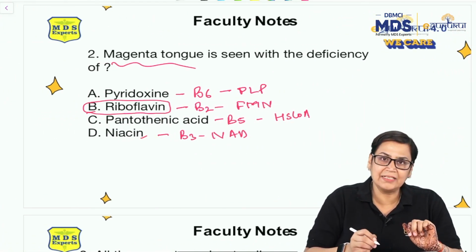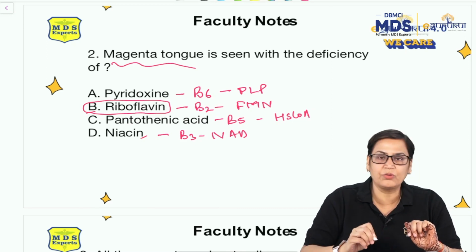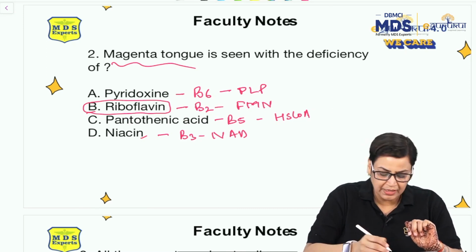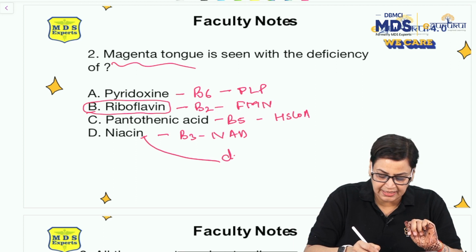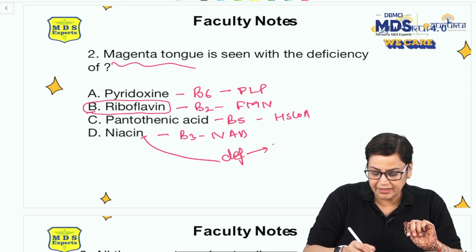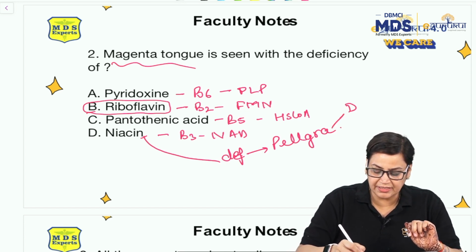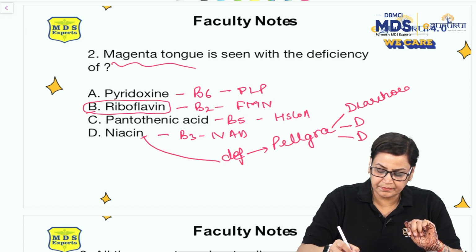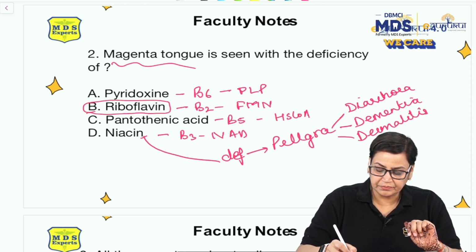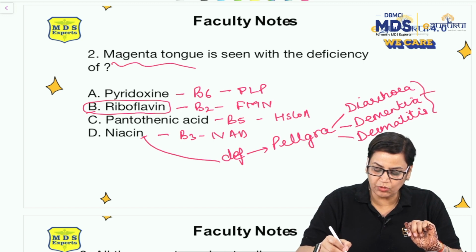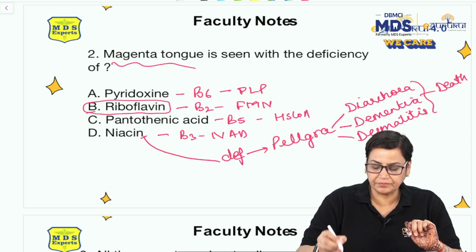If we talk about niacin, this is also a very important question from examination point of view. Niacin deficiency leads to pellagra. And we all know this pellagra is characterized by 3 Ds: diarrhea, dementia, and dermatitis, which can lead to the 4th D, which is death.